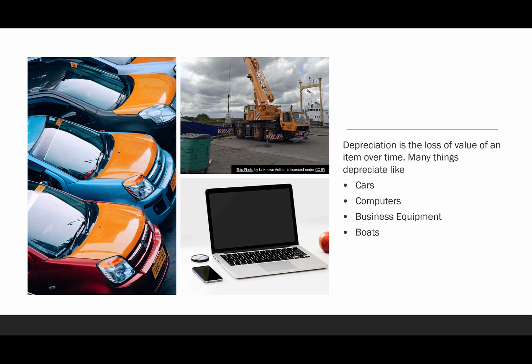All right, another application we can talk about with lines is depreciation. They call this linear depreciation. Things don't always change as a line. There are other types of depreciation like exponential, but we're going to be real specific here and assume it's linear. So depreciation is the loss of value of an item over time. And lots of things depreciate. So it could be cars, computers, business equipment, boats, right? So things that are just going down in value.